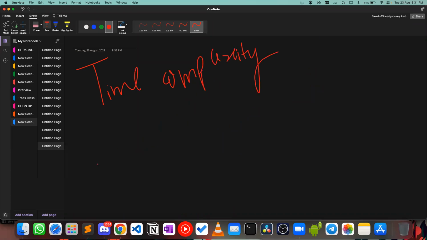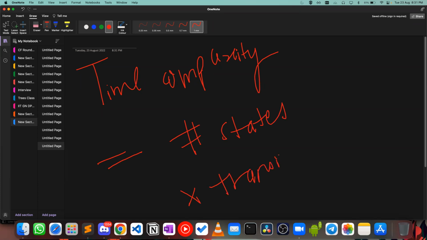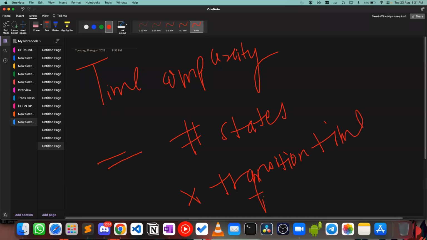And how do you define the time complexity? The time complexity is defined as the number of states into the transition time for each state.